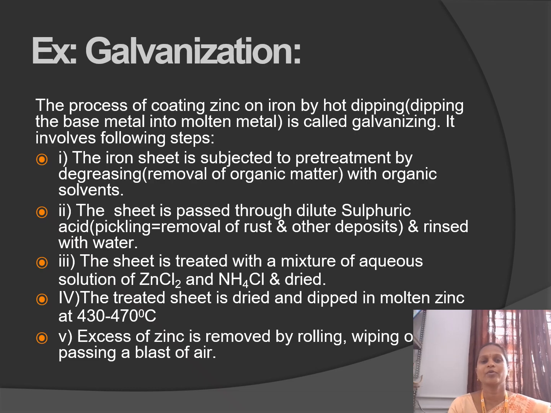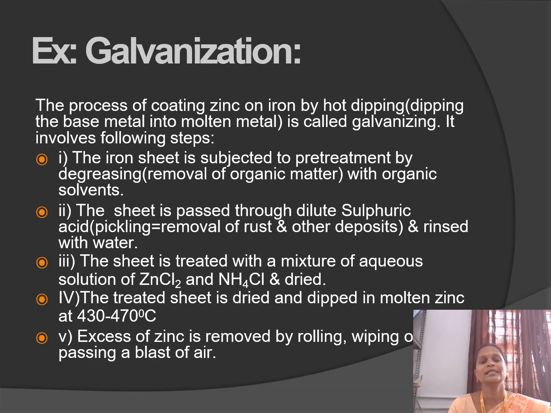In the second step, we go for the pickling process by treating with dilute sulfuric acid. By this, any rust and other deposits are completely removed. Then finally we rinse with water. The third step is to treat with an aqueous solution of zinc chloride and ammonium chloride. That is the flux used for this process. Afterwards we dry the surface.